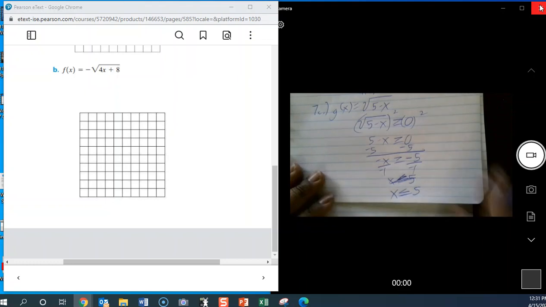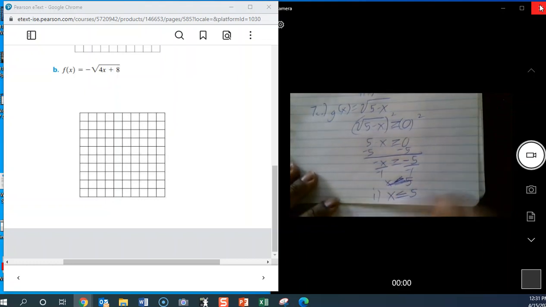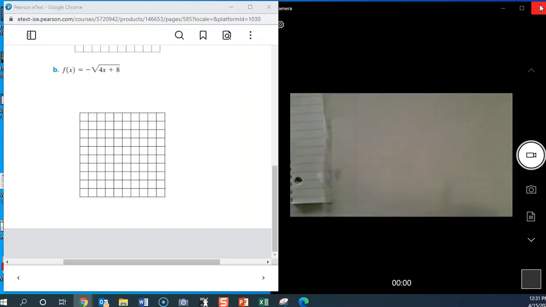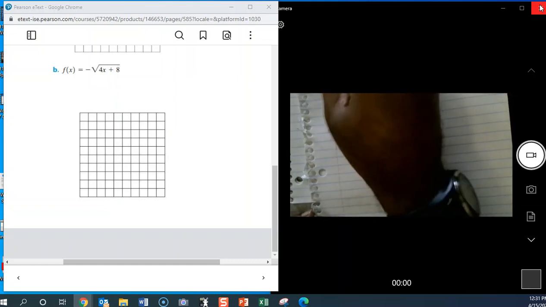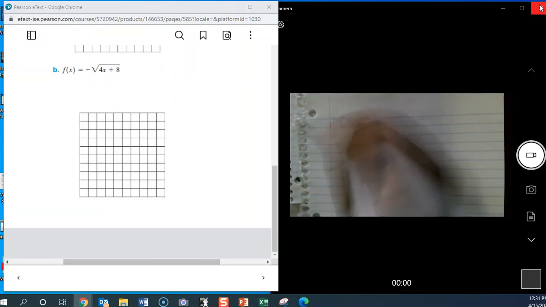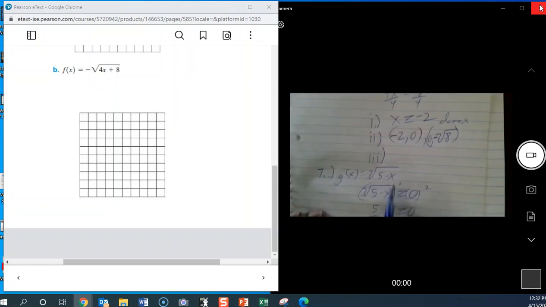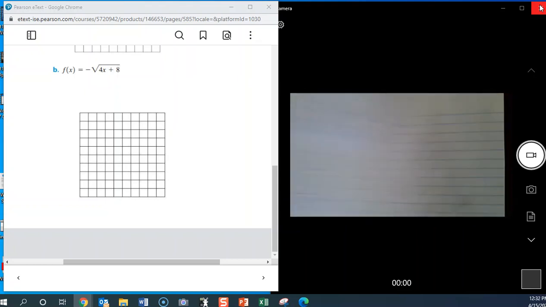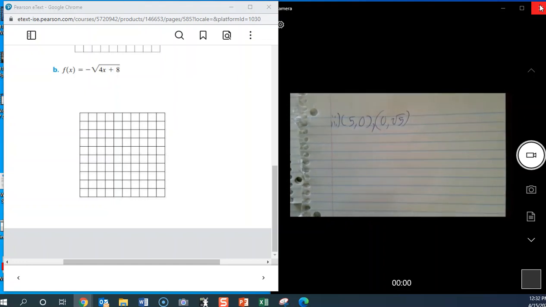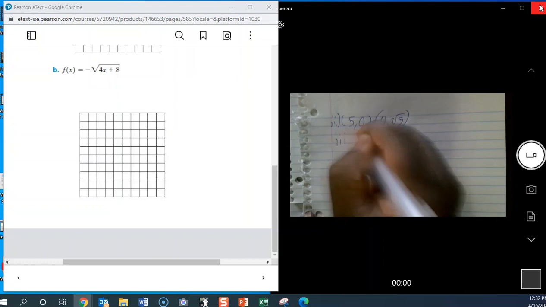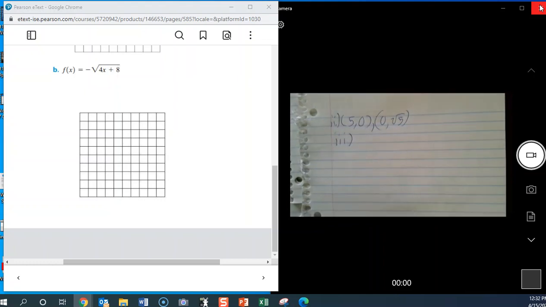Okay, so that took care of our I. So this is the domain. Now we need our x and y-intercepts. Our x-intercept has already been determined for us. So our x-intercept will be 5, 0. Now our y-intercept, we go back here and put in 0 for x, and then it'll be the square root of 5. So it'll be 0, square root 5. That'll be our y-intercept.